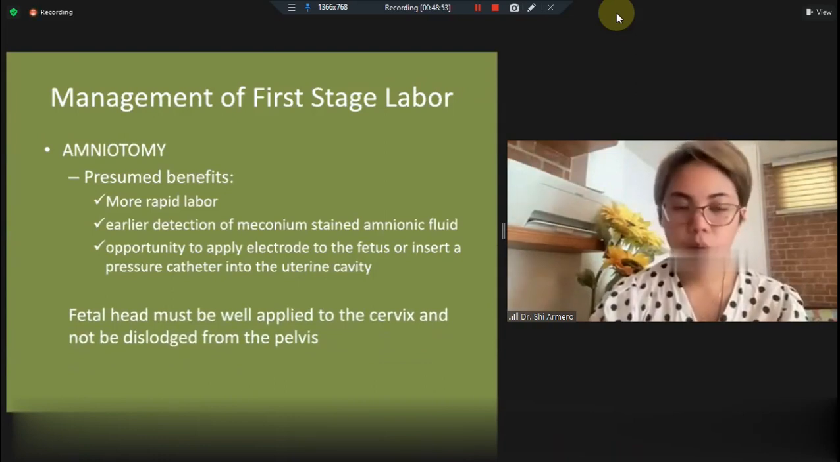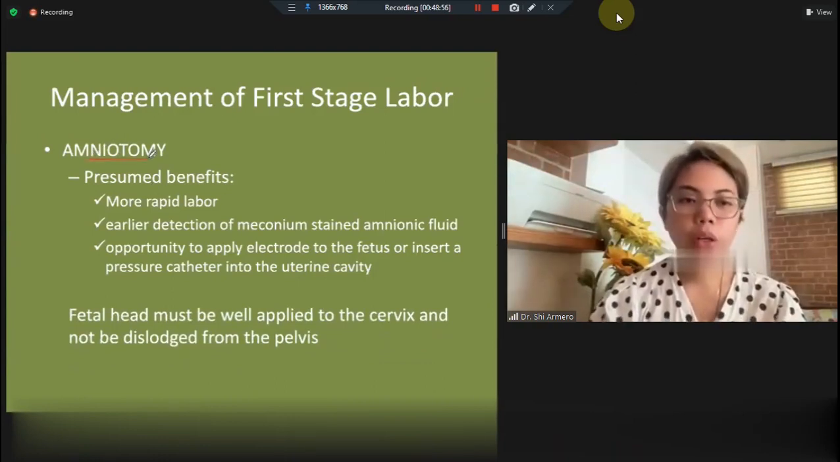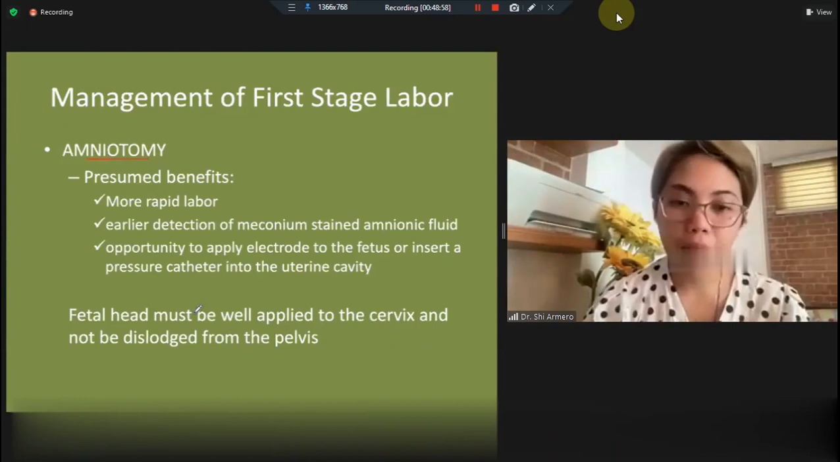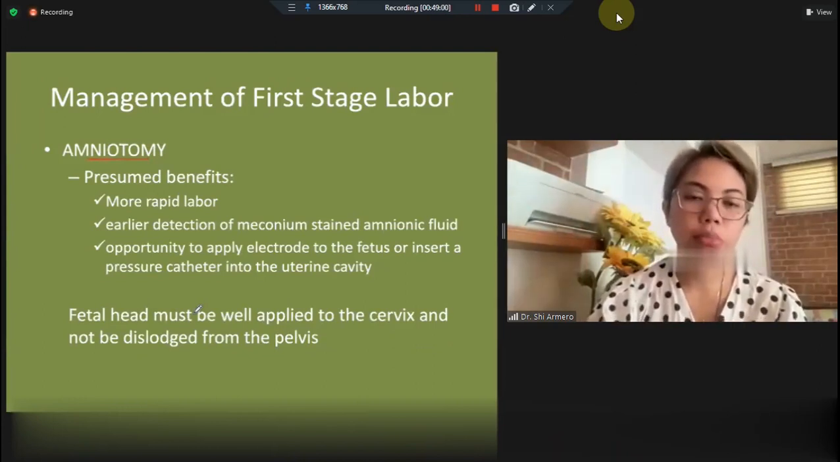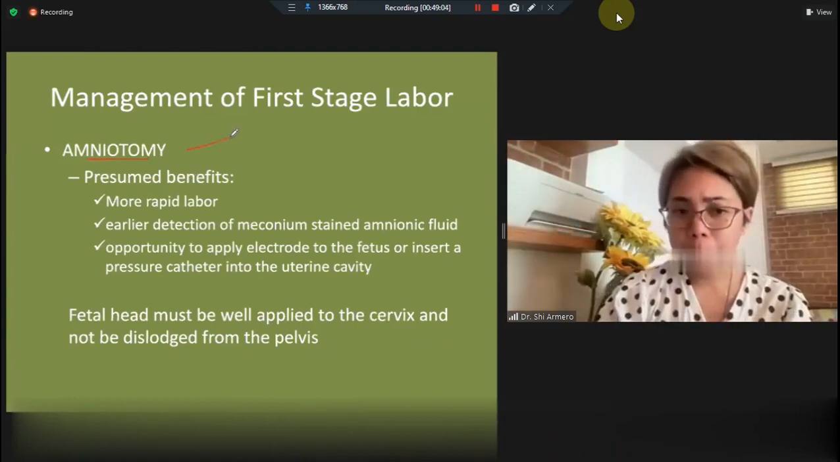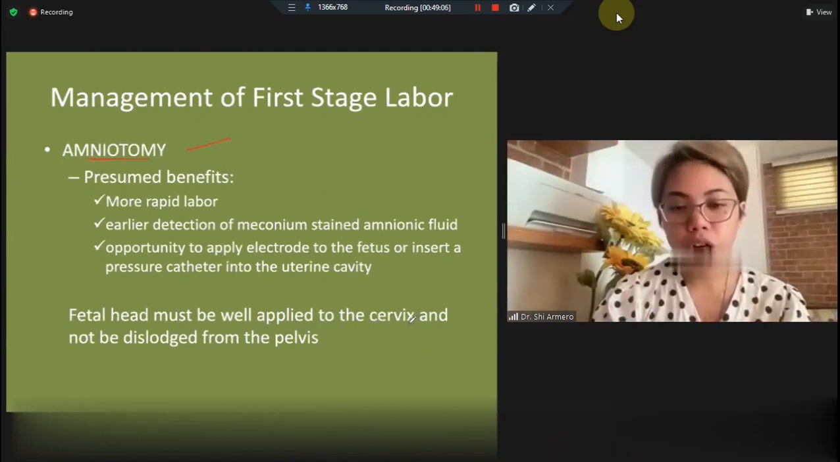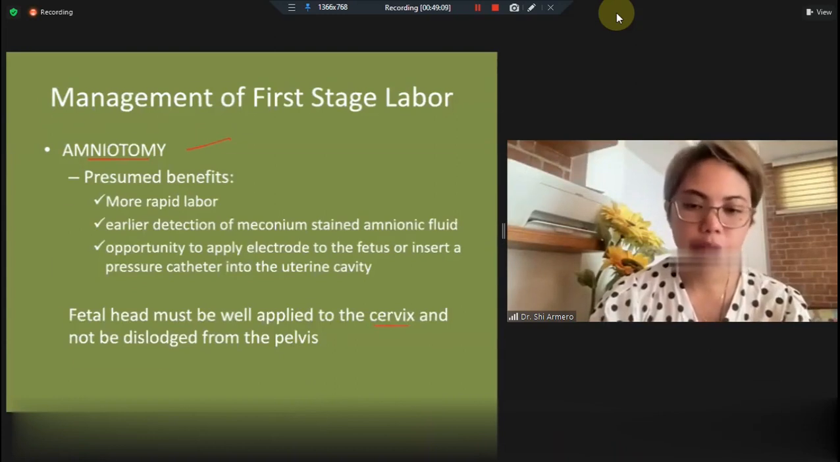Fetal head, okay, this is the caveat. When we do amniotomy, fetal head must be well applied to the cervix and not be dislodged from the pelvis. Otherwise, pag-aapyo mo at hindi well applied sa cervix, what happens? Cord prolapse. Okay?